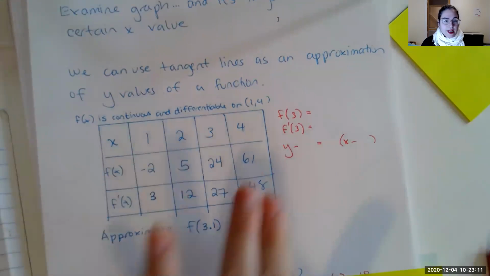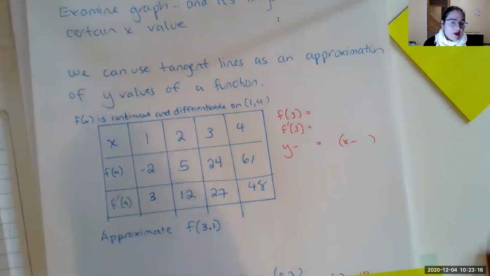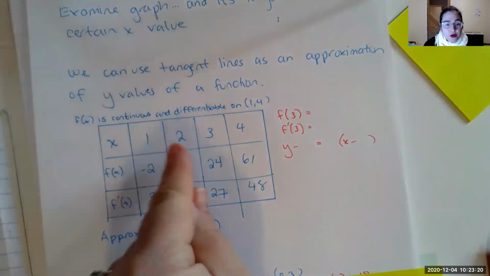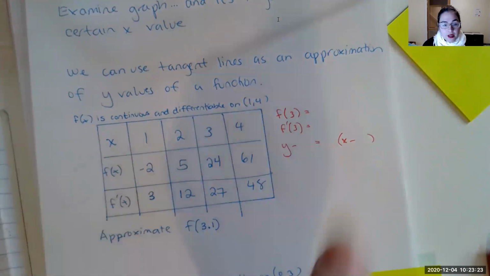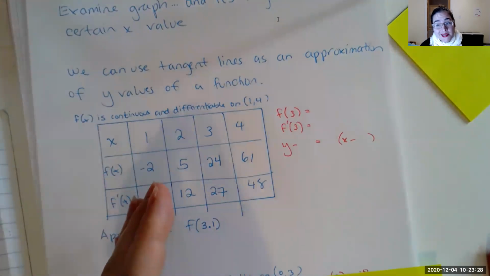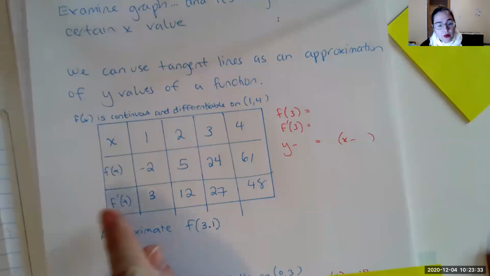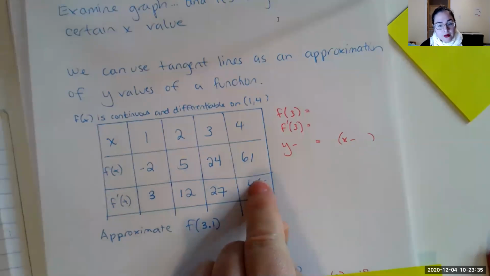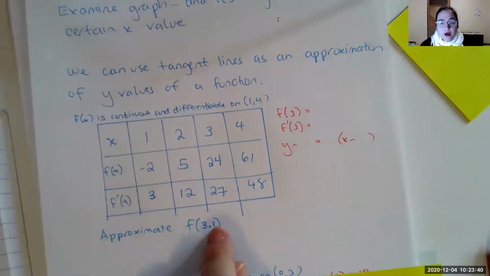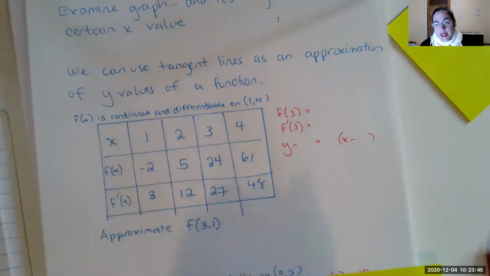Okay, so we're going to use this table. The idea is that we can use tangent lines as an approximation for y values of a function. So let's say we have a function f of x, it's continuous and differentiable on the open interval from 1 to 4. We don't know what the function rule is, but we know the values of the function at certain points, and we also know the derivative at certain points. So the directions are to approximate f of 3.1. We're going to approximate using the tangent line.